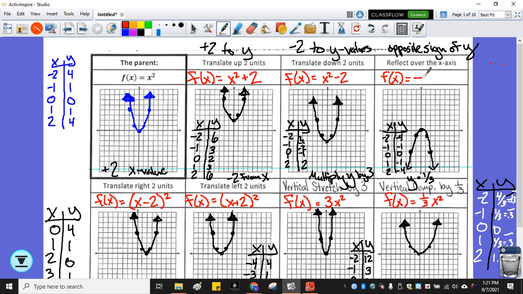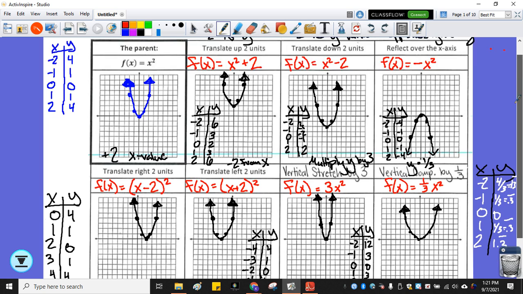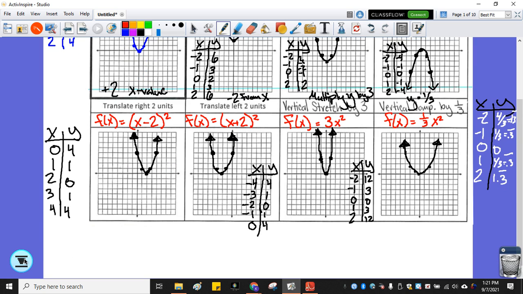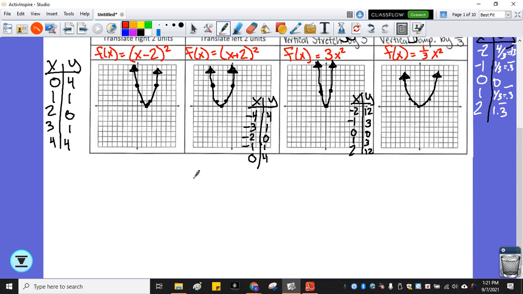Reflect over is negative. I can go back up in a second. But just like the absolute value equation I wrote, now it's the same equation, but it has parentheses squared. Everything still means the same thing, but since it's quadratic, it's parentheses squared.